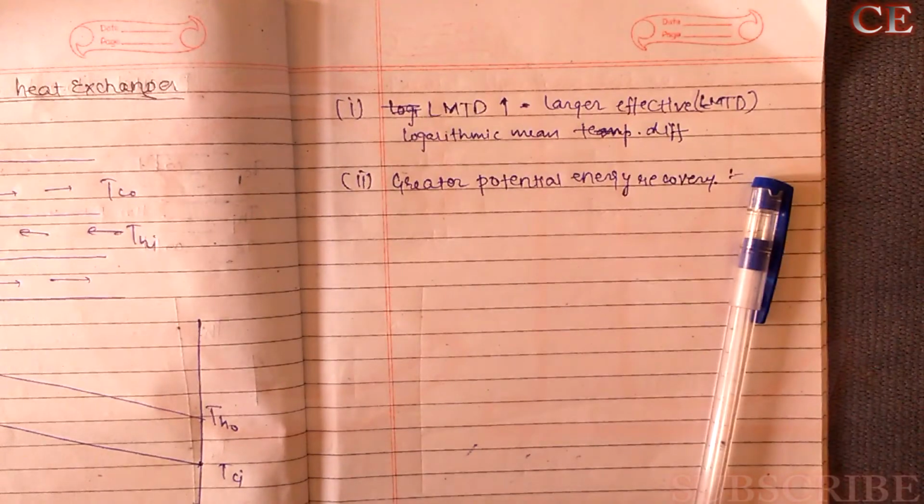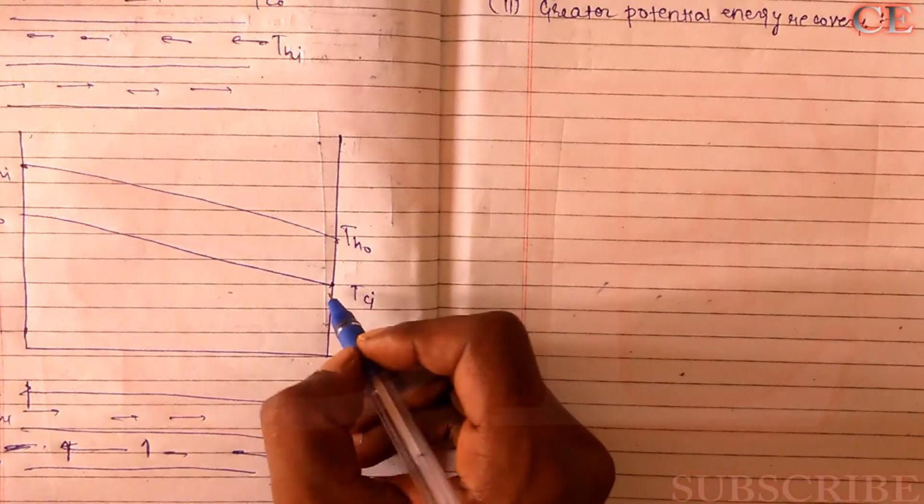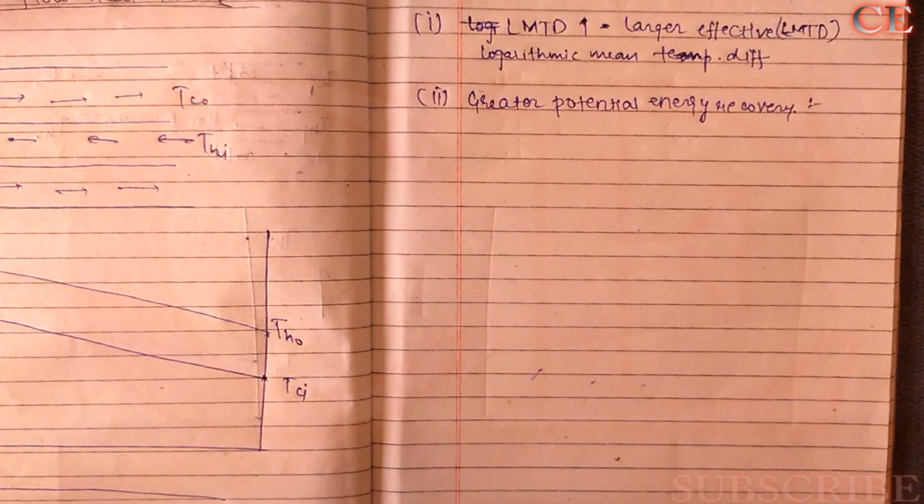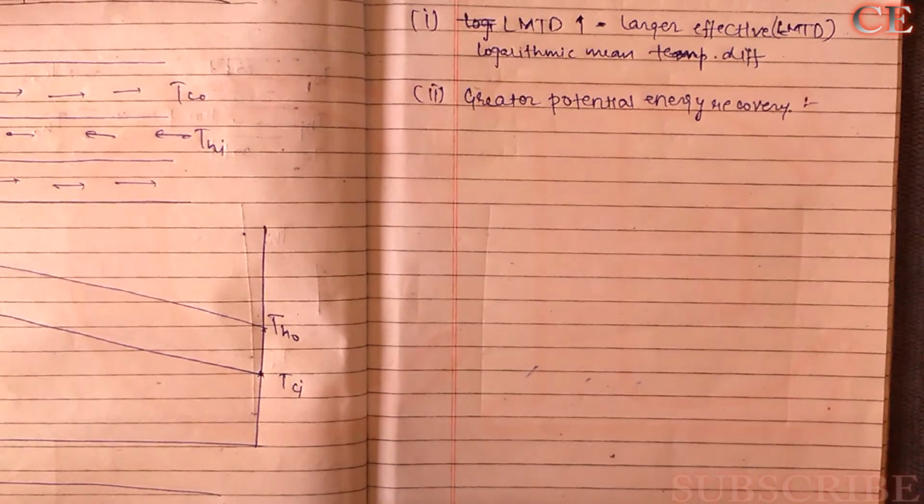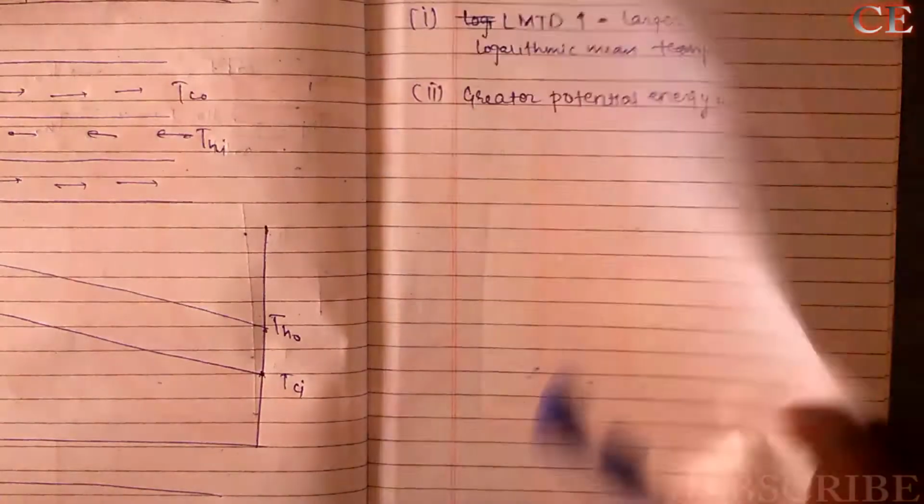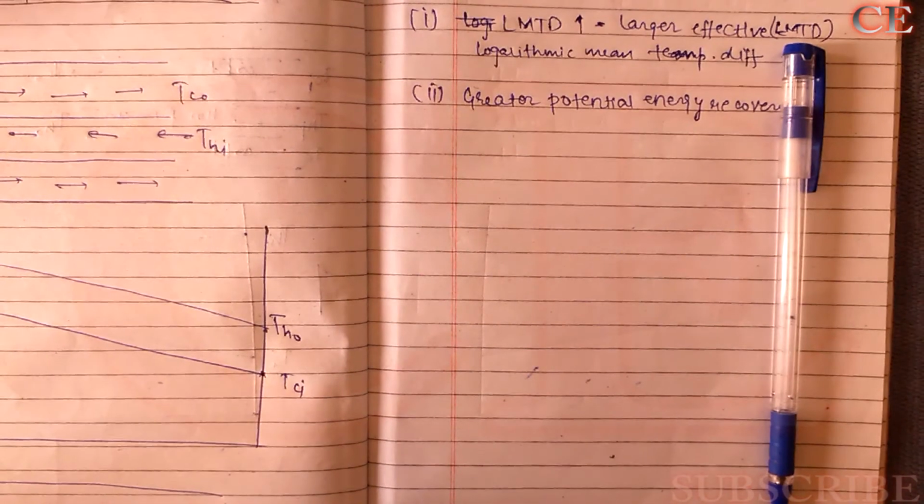Here in the counterflow heat exchanger, we can see that the hot stream may be cooled up to the temperature TCI. So this is the reason why it has a greater potential energy recovery value. It could lose maximum heat and allow the other fluid to get hotter. So this is the main advantage of using a counterflow heat exchanger.